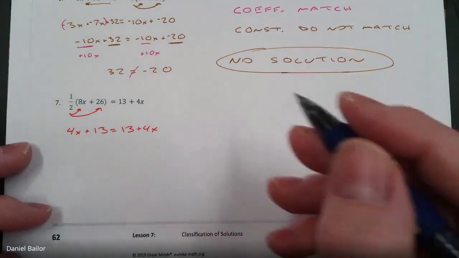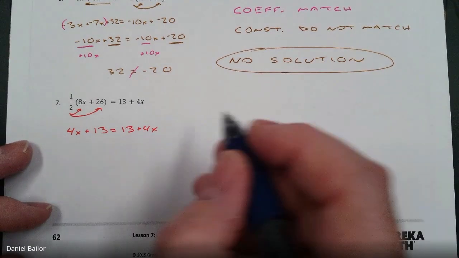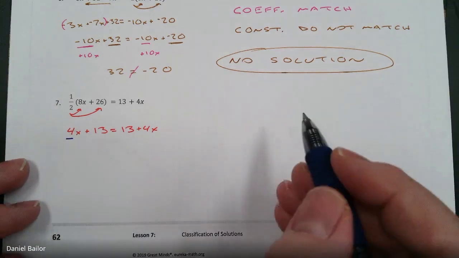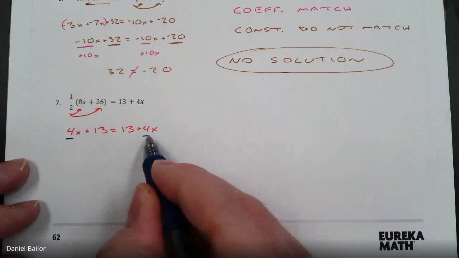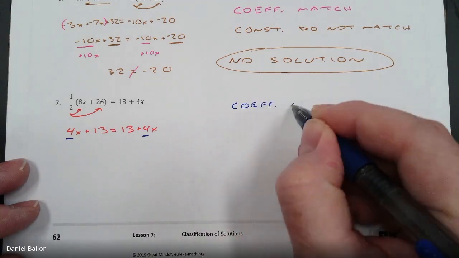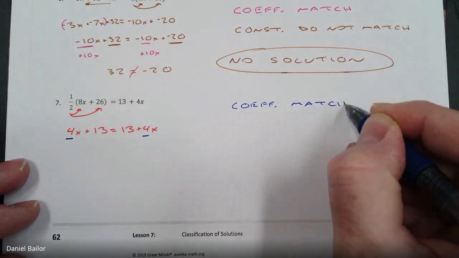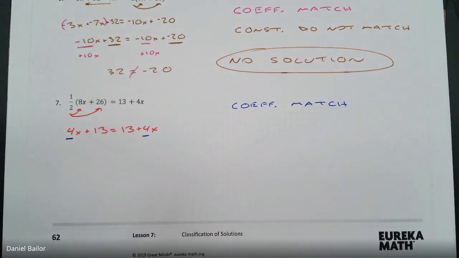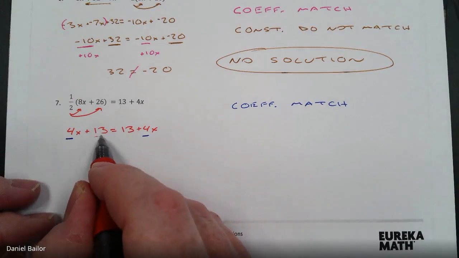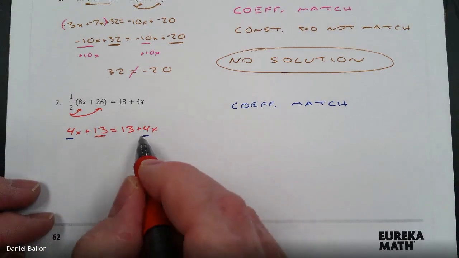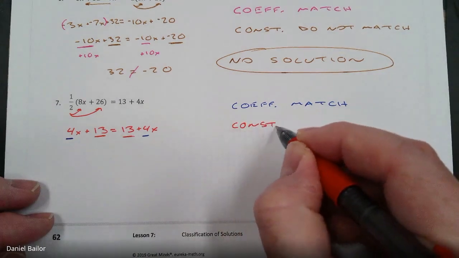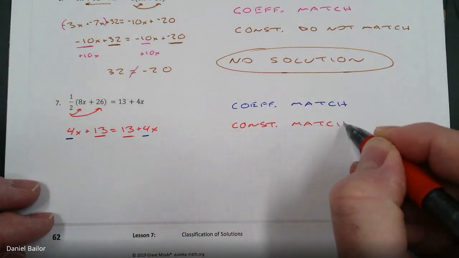Let's first look at the coefficients. The coefficient in this expression is 4. The coefficient on this side is 4. So the coefficients match for number 7. What about the constants? This expression on this side, the constant is 13. And on this side, the constant is 13. So the constants also match.